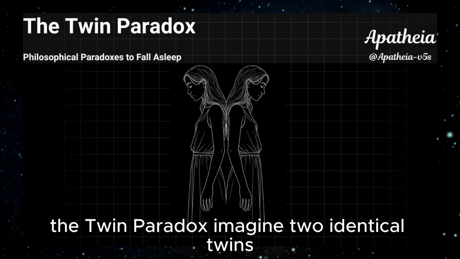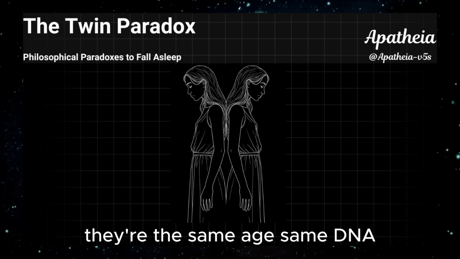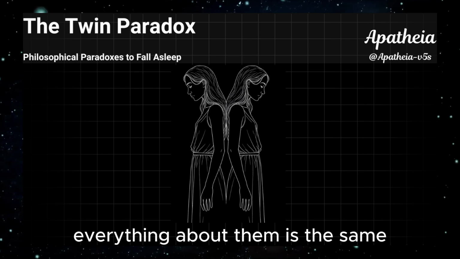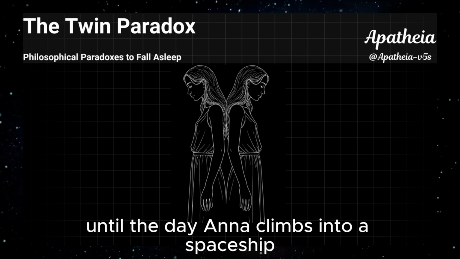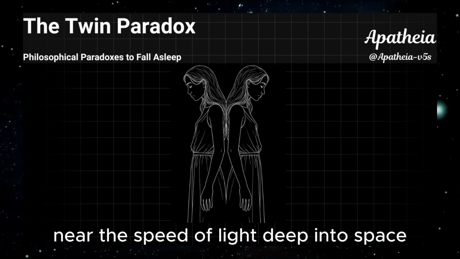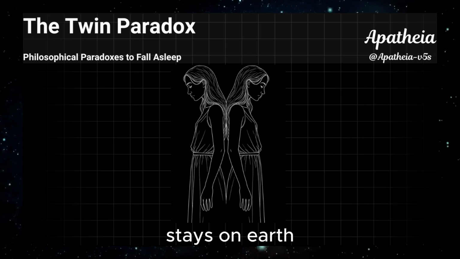The twin paradox. Imagine two identical twins, let's call them Anna and Zoe. They're the same age, same DNA, same childhood memories. Everything about them is the same, until the day Anna climbs into a spaceship. This isn't just any space trip. Anna is going on a high-speed journey near the speed of light, deep into space. Zoe, meanwhile, stays on Earth.